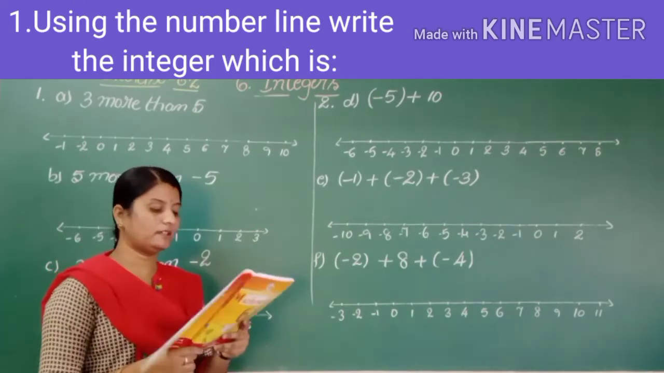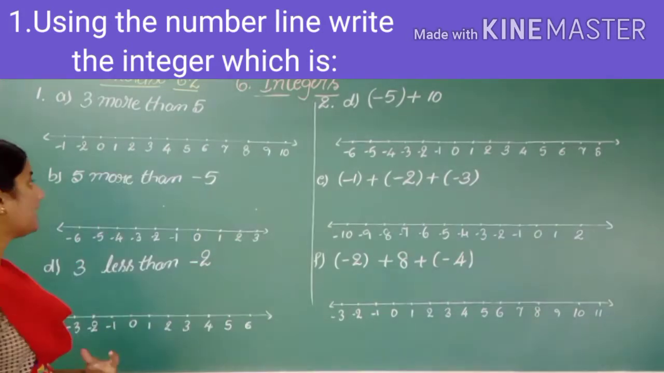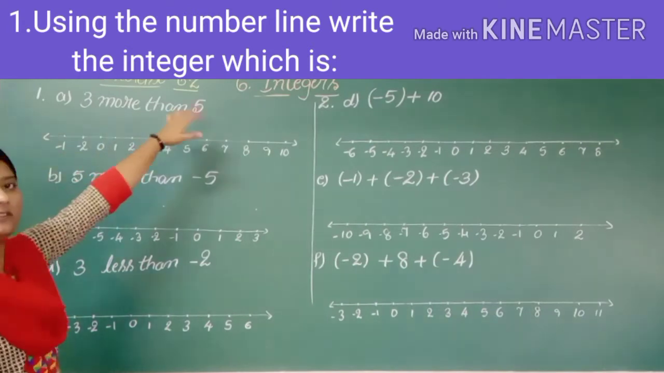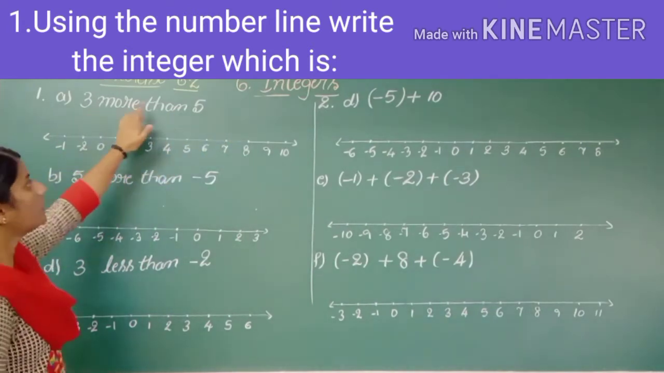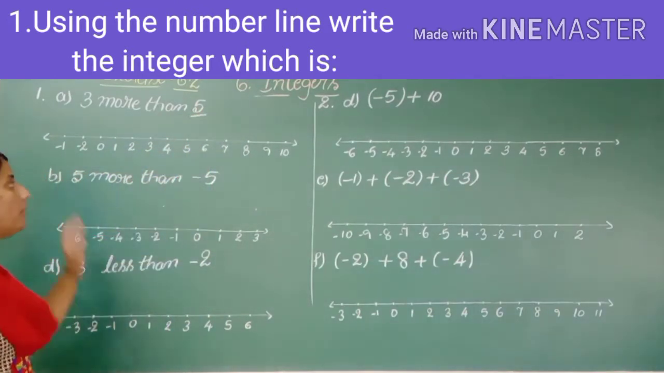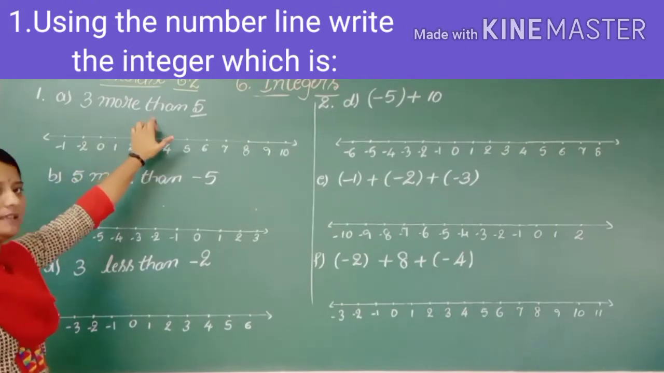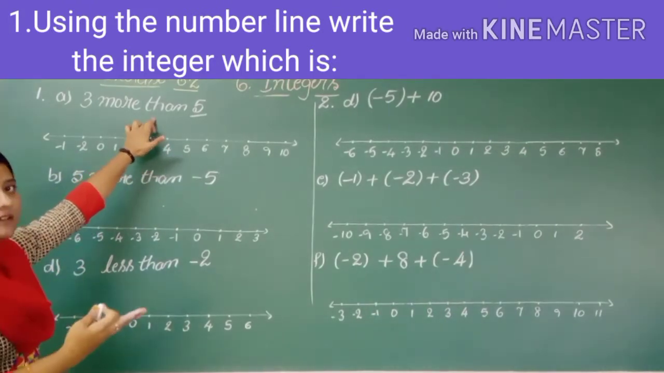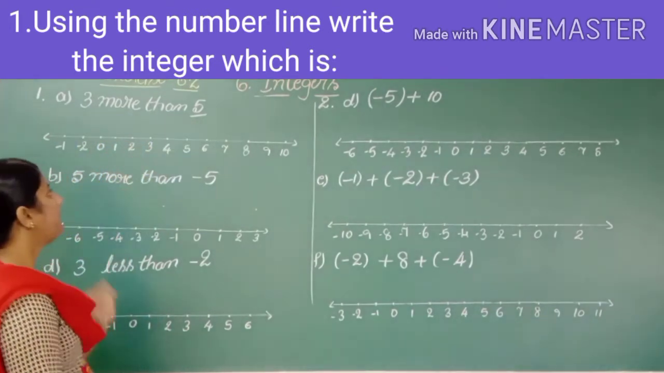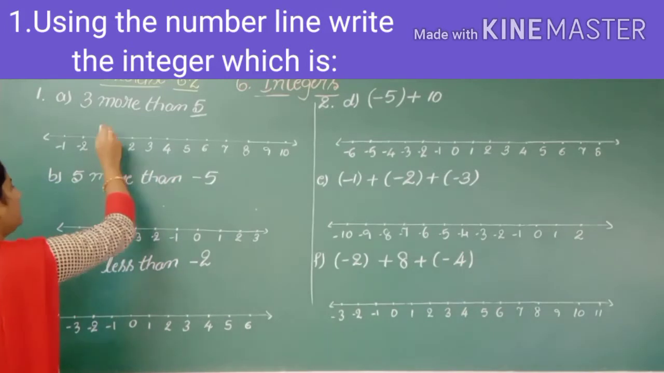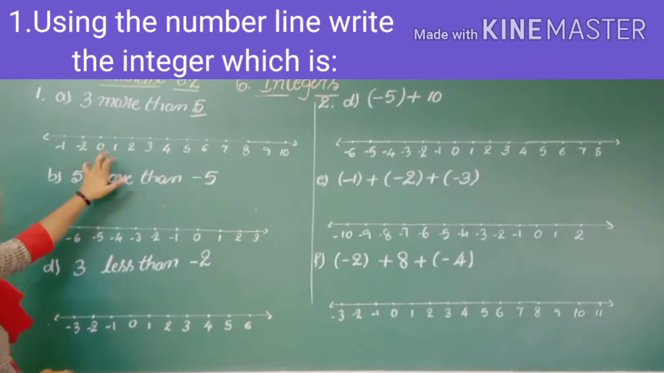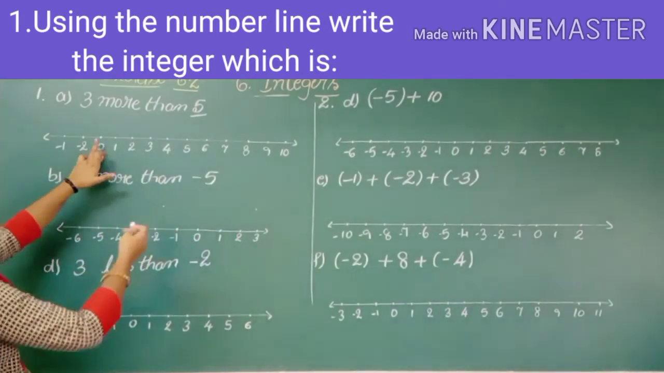Using the number line, write the integer which is. Here I have taken three problems. The first one is 3 more than 5. First we have to mark the 5 on the number line, and more than means we have to add 3. First mark the 5, from the 0 to 5. 5 is a positive integer, so we have to move to the right of the number line from the 0.